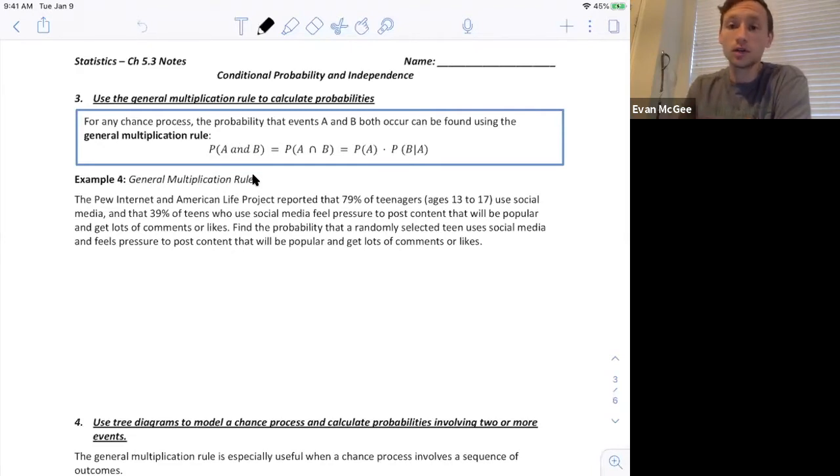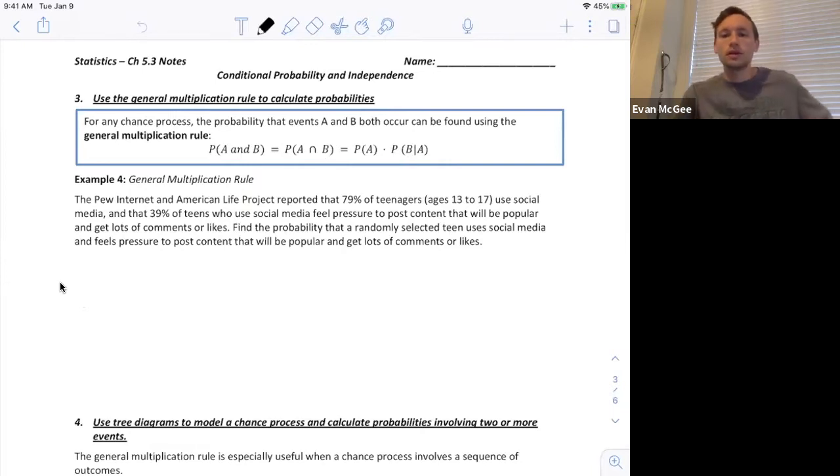Later in the video, we're going to look at another multiplication rule that only works for events that are independent. This general multiplication rule will work for all sets of events, whether they're independent or not independent. And so all this is saying is the probability of A and B is equal to the probability of A times the probability of B given that A has occurred. Let's take a look at an example of how to use this.